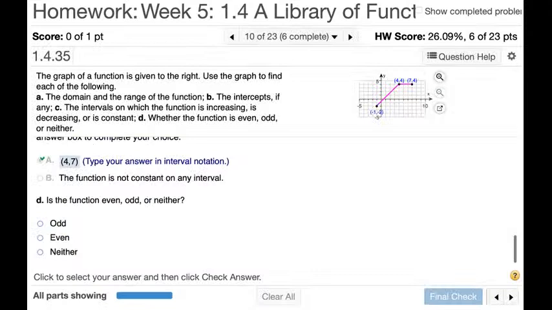Any kind of symmetry? It doesn't look like y-axis symmetry. It doesn't look like origin symmetry. I'm going to say neither. There's no symmetry going on here.